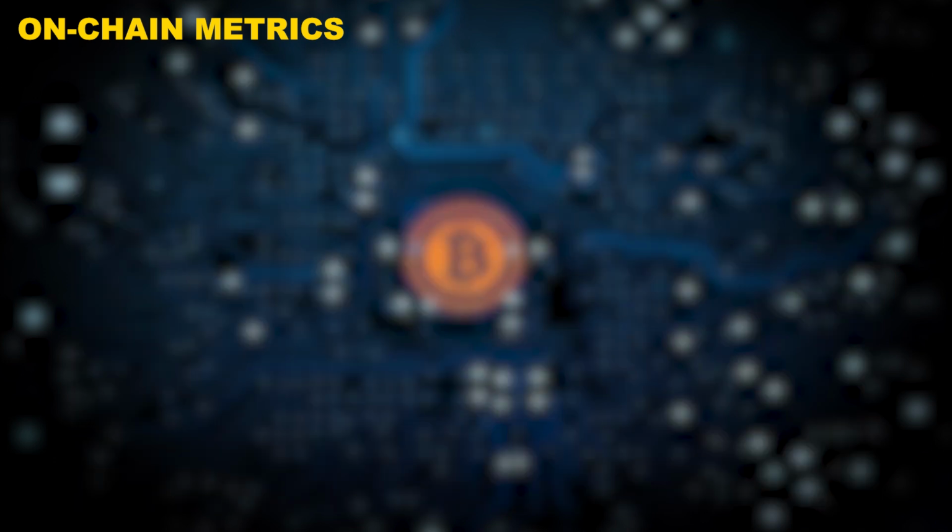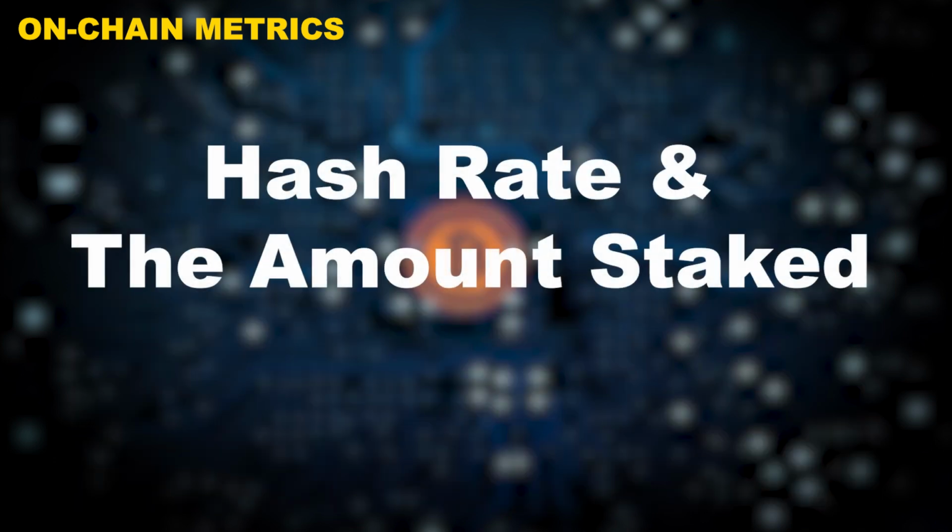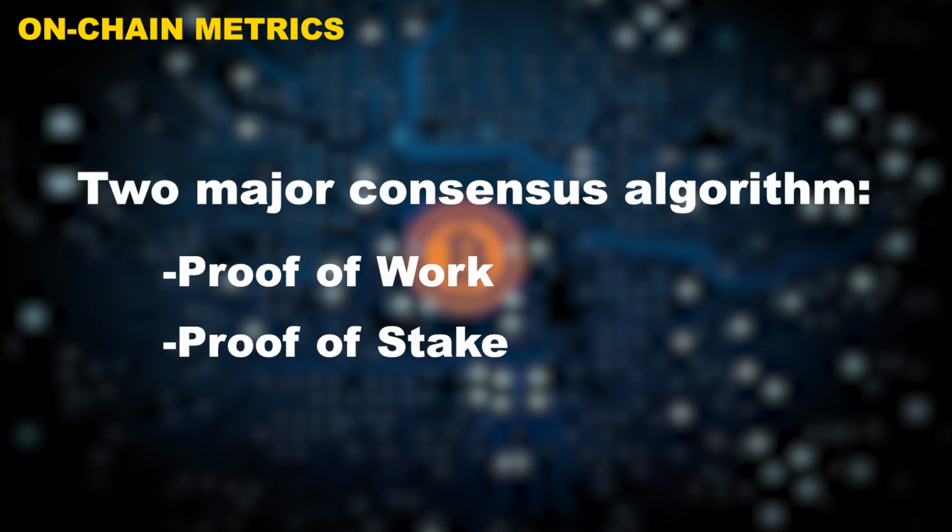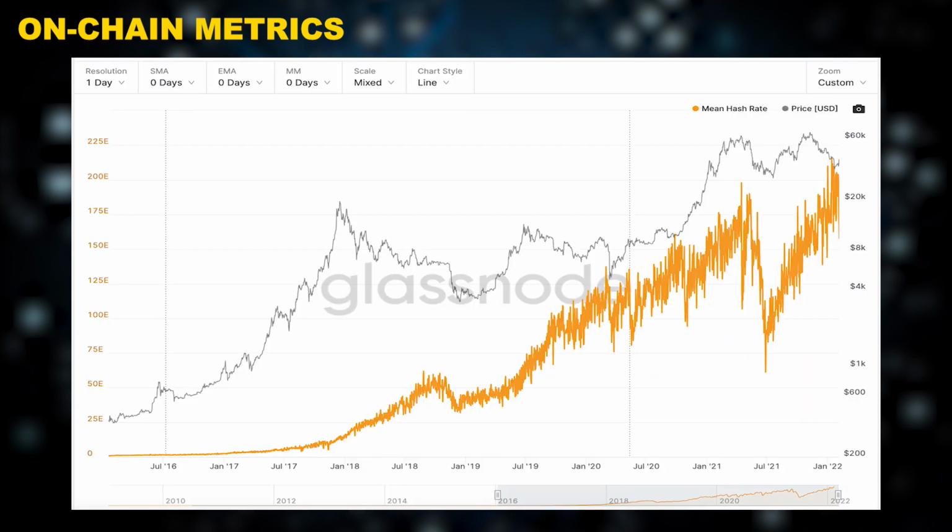The most important on-chain metrics that many investors pay attention to are hash rate and the amount staked. Different blockchains may have different consensus algorithms, and having information about this matter can help us a lot in fundamental analysis of the network. Mainly, we have two major consensus algorithms, which are proof of work and proof of stake. When it comes to blockchains that have proof of work consensus algorithm like Bitcoin, hash rate is usually used for evaluating the network health. Generally, the higher the hash rate, the more difficult it is for a 51% attack.